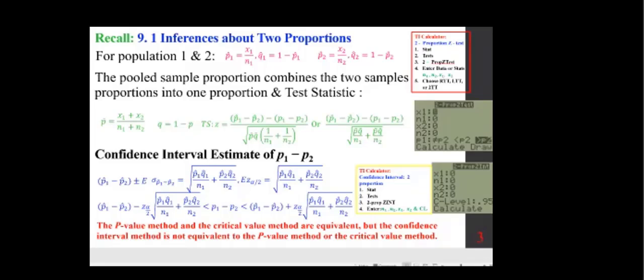As you can see, the similarity is that you have to calculate the test statistic when you use the traditional method. The formula, as you can see here, is z equals p1 hat minus p2 hat over the square root of p bar q bar over n1 plus p bar q bar over n2. So it's very similar to what we have seen for one sample. Same thing for the confidence interval. It was p hat plus or minus e, now it's p1 hat minus p2 hat plus or minus e.